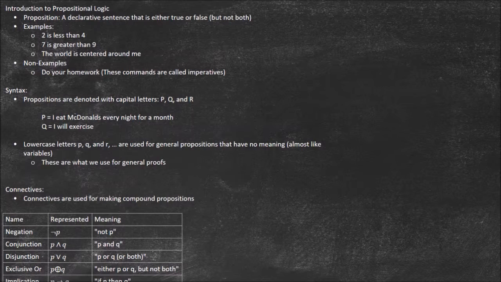And some examples here. 2 is less than 4. That's true, right? 7 is greater than 9. That is obviously false. The world is centered around me. That's false too. So we have this one's true, false, and false. These are propositions because they have some inherent truth value. But now this one is do your homework. That's a command, and that is obviously not a proposition. So not a proposition.